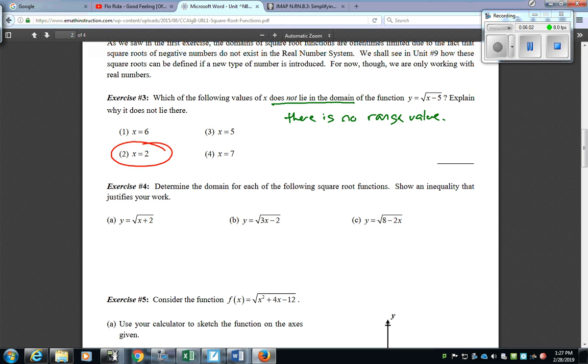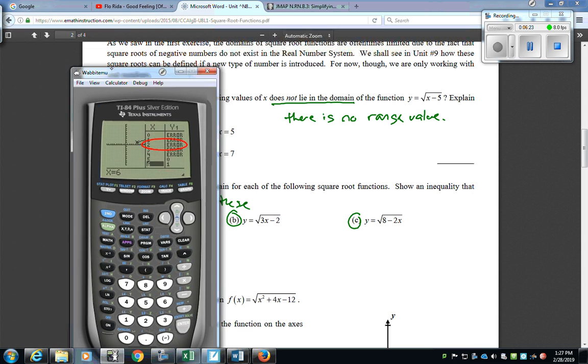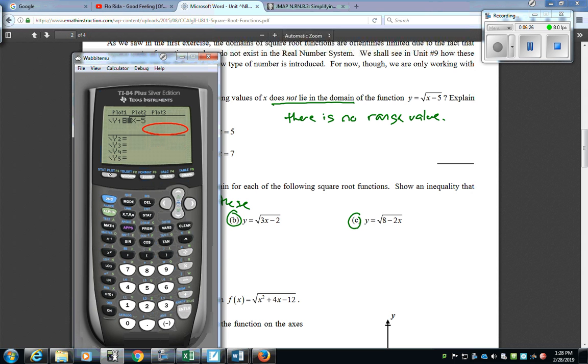Now moving on from there, if we're going to determine the domain for each of these, and they say show the inequality to justify the work, similar to what we just talked about, I'm going to do C, and then you can probably try A and B on your own. So try these. I'll do C. I'll take the calculator out and type in the square root of 8 minus 2x.